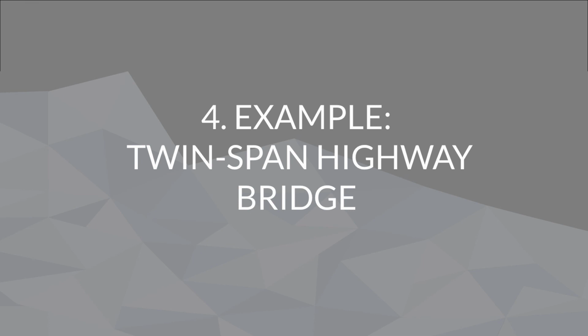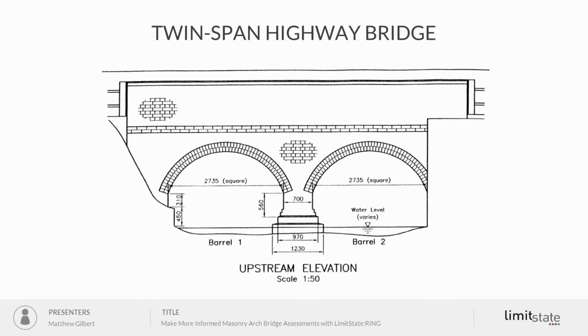Okay, so I've talked a little bit about the background of masonry arch bridges, how the software works. Let's have a look now at a practical example. In this case, it's a twin span highway bridge. It's actually, you can see it's a pretty modest structure, 2.7 meter spans, and a 700 millimeter thick intermediate pier. Also, you can see we've got 2 rings of brickwork forming the structure.